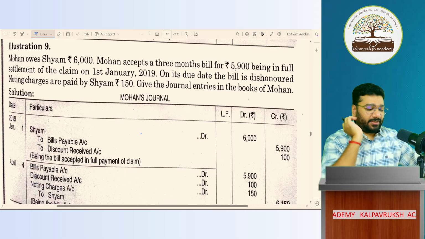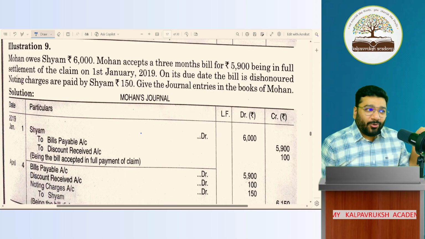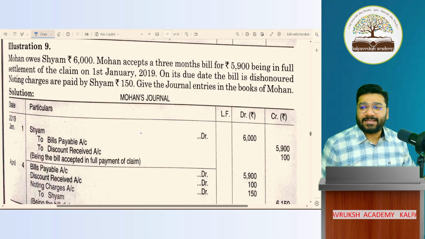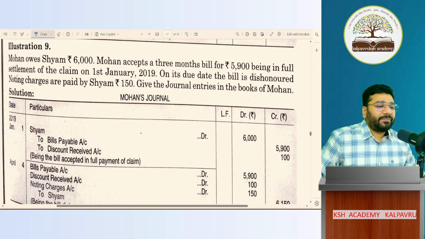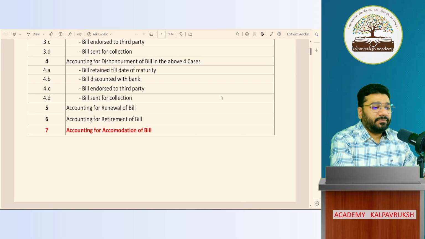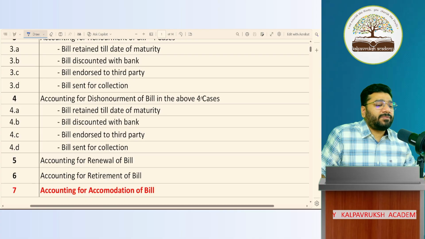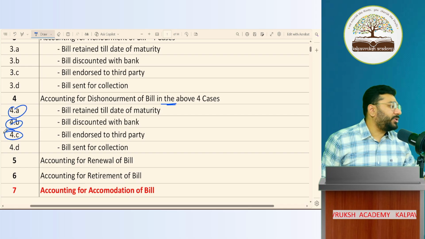Thank you so much. So, guys, we're doing this chapter called Accounting for Bill of Exchange and Promissory Note. In the last class, we started our discussion with regard to dishonourment of bill. I said there are 4 cases for dishonourment of bill. Primarily, in the first 3 cases, you'll find questions, right?